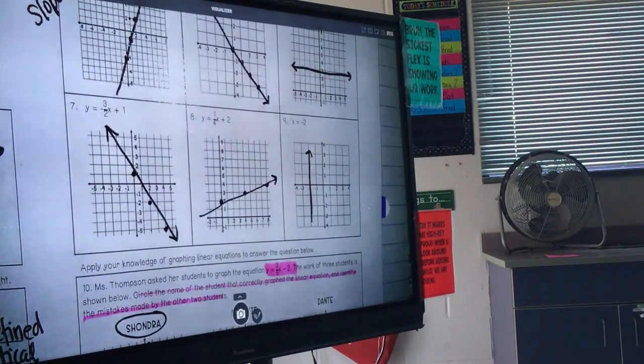Explain number 8 to me, Cam. So you start at 2 because that's the y-axis, that's the y-intercept. And then this is 1.5, 1/4. Go up 1 and then go over 4. Okay. So you go up 1 over 4.